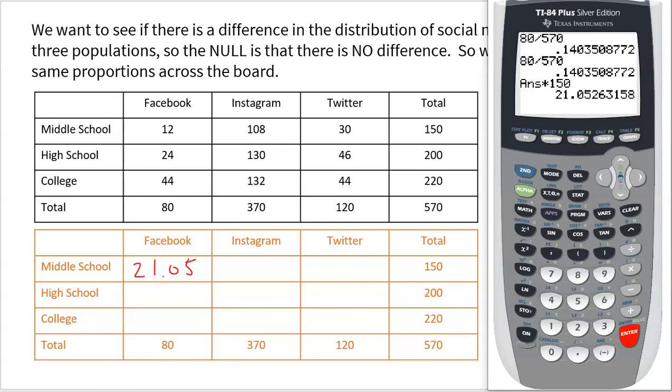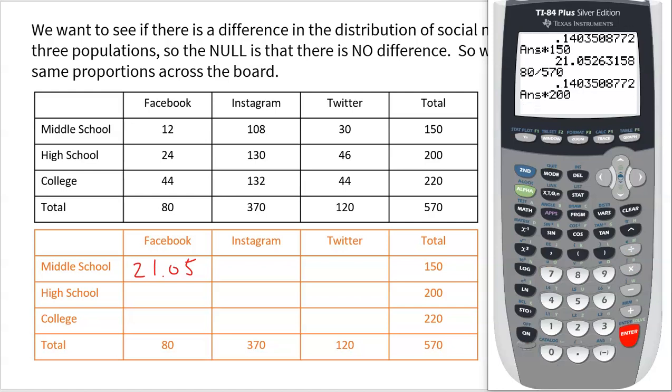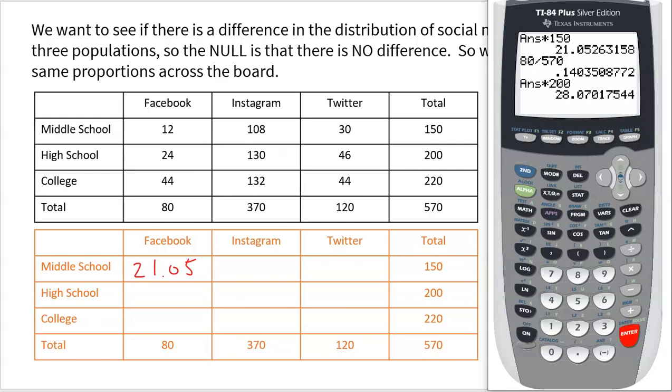And I literally have to repeat this process, and that's why there's a whole separate video for this, because this does take time, for every single one of these. So again, I'm going to repeat this for high schoolers, right? So once again, 80 divided by 570, there's that 14%. And I'm going to times that by the 200 high schoolers, and again, that is 28.07.